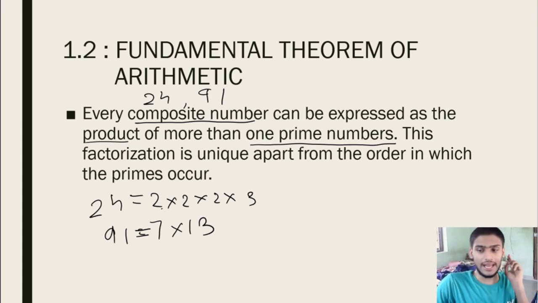That is, 24 can only be expressed as a product of prime numbers in this format, that is 2 raised to 3 into 3, and 91 can only be expressed as a product of prime numbers as 7 times 13. Very easy. The last point is pretty obvious. Apart from the order in which the primes occur, I mean, we all know multiplication is associative. You can move around the factors in any way you want, but the prime numbers can only be these numbers. Say 24 is 2 into 2 into 2 into 3. It can be 3 into 2 into 2 into 2, but the prime factors are the same. And that is the fundamental theorem of arithmetic.